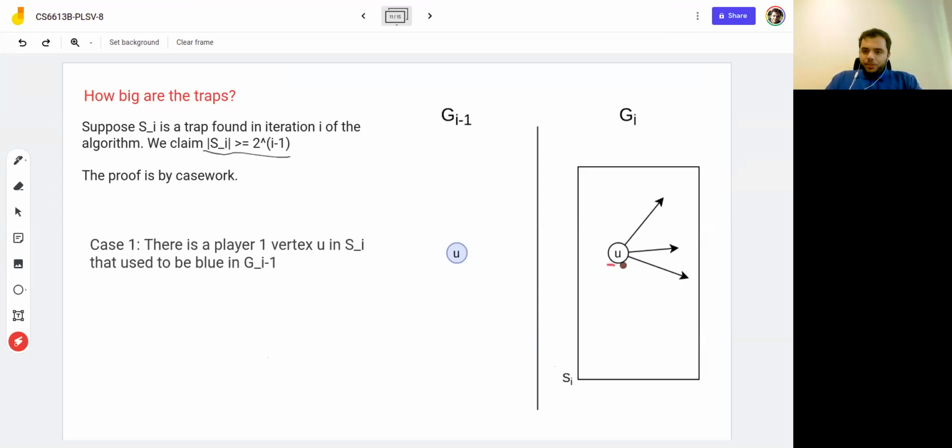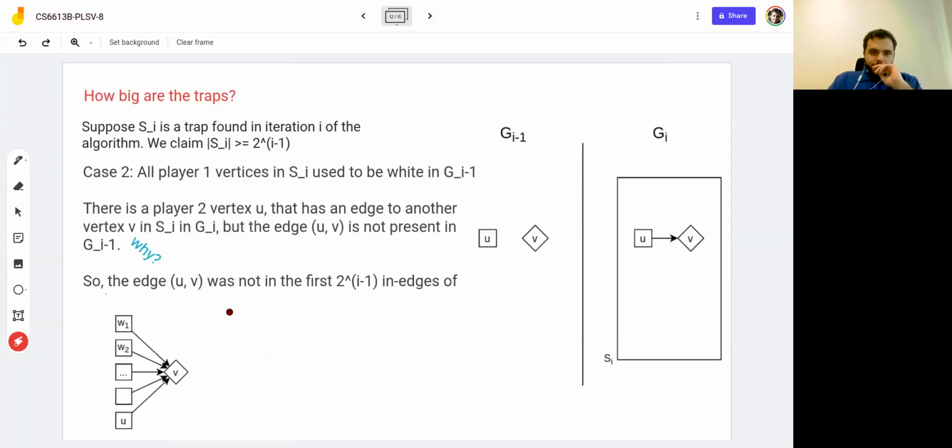Well, but if this vertex is in the trap and all of its successors are in the trap, and if it has at least 2 to the power of i minus 1 successors, then the size of my trap is at least 2 to the power of i minus 1. Right? So in this case, the problem was solved very easily. If there is a player 1 vertex in the set S_i, which is my trap, that used to be blue in the previous iteration, then there is nothing more to prove, and my trap is large enough. Okay, the next case is what happens if I don't have such a vertex?